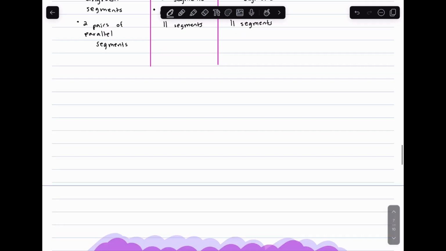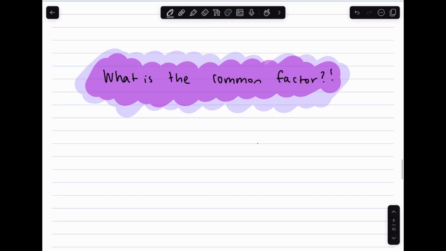Okay, so what is the common factor within all of these different quadrilaterals? It's right angles. Each of them have at least 2 right angles, and that's the commonality you're going to see with any of these quadrilaterals. Depending on what geometry you're using in the future, you may see any of these quadrilaterals, and I hope this video helped you understand the difference.